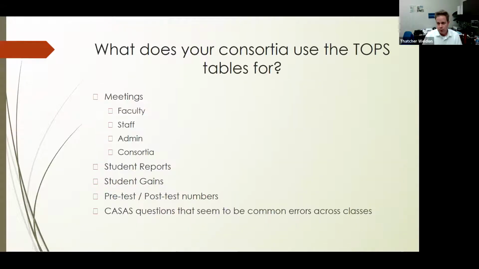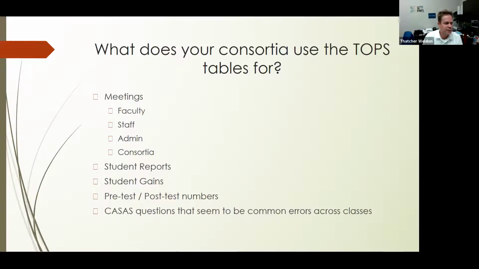So what do you guys use the TOPS tables for? I'm curious, because for quarterly reviews, do you have meetings with faculty, staff, admin, consortia? Do you look at them in your monthly meetings? How do you use your TOPS tables like those? All of the above, okay. Good. Compare with ASAP, yep. Filling in the cracks, good. Yeah, all right.